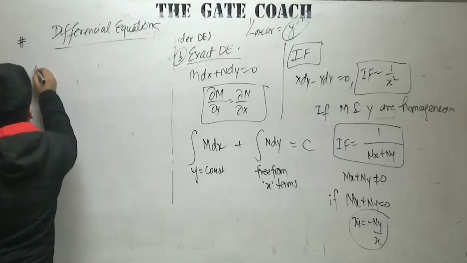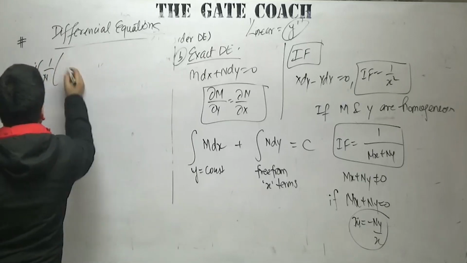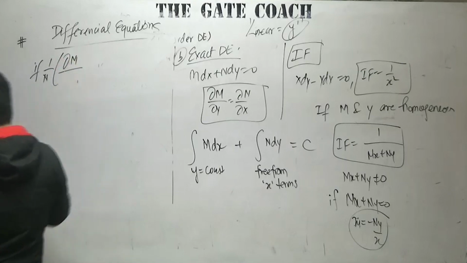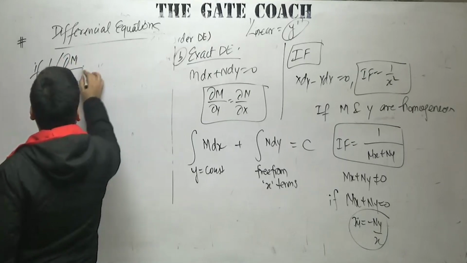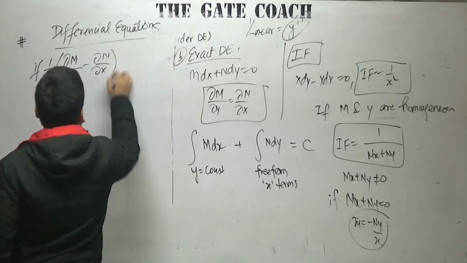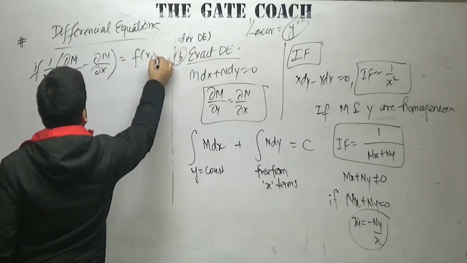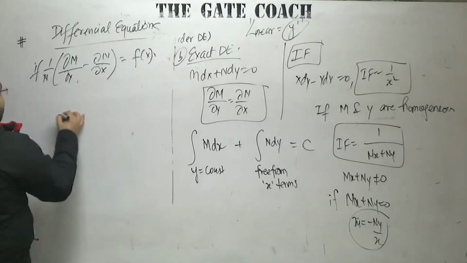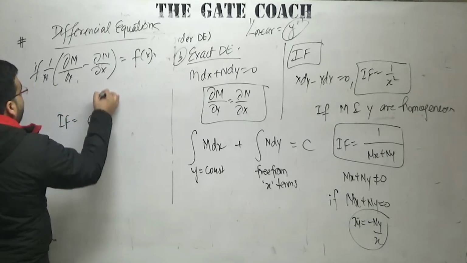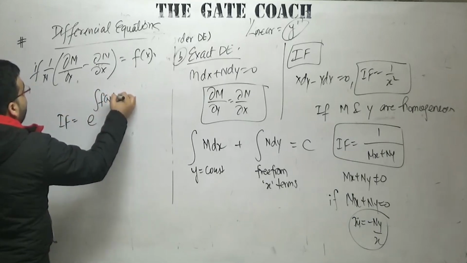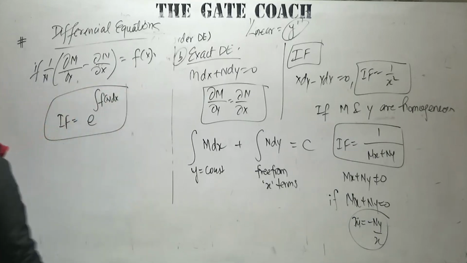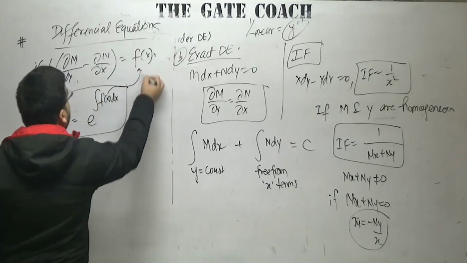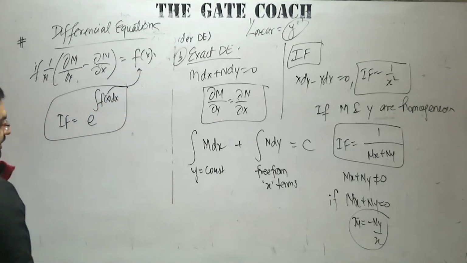Now, if 1 upon N into dou M by dou y minus dou N by dou x is a function of x only, then the integrating factor is e raised to the power integration of f(x) dx. Whatever function we get on the right-hand side, that f(x) dx will give the integrating factor.